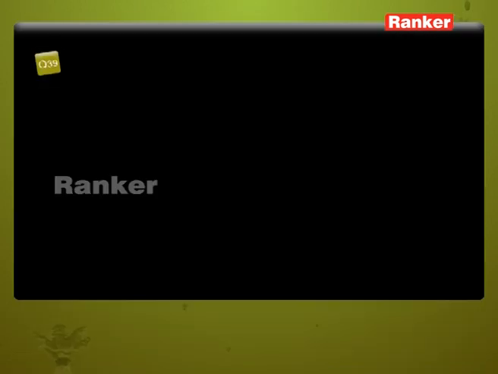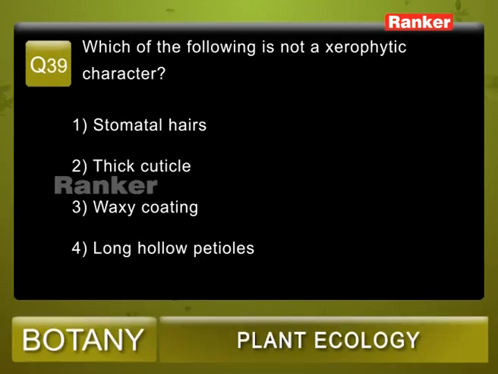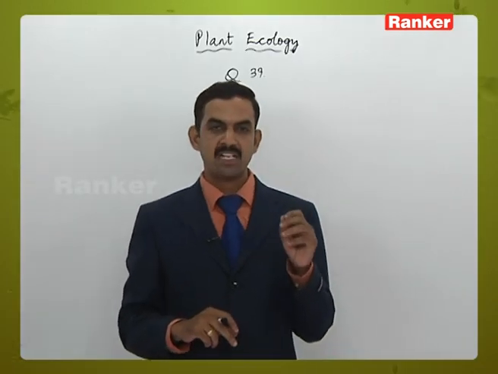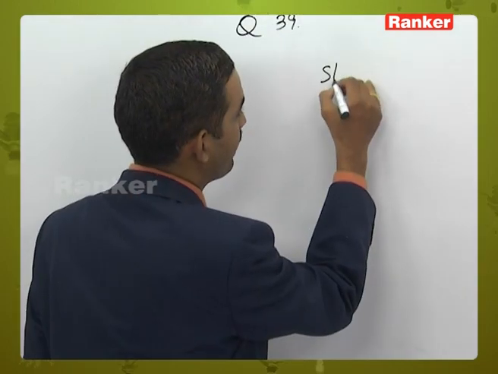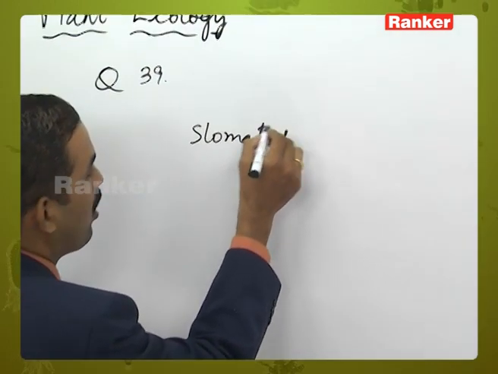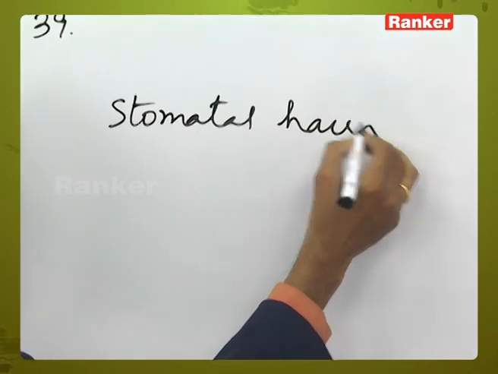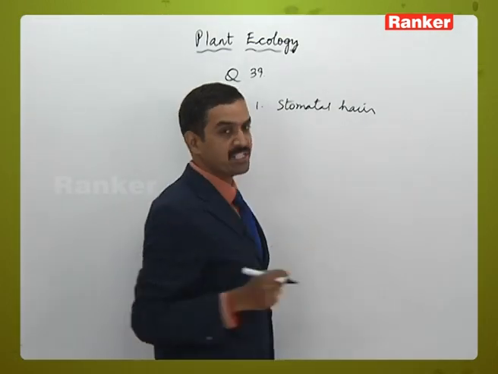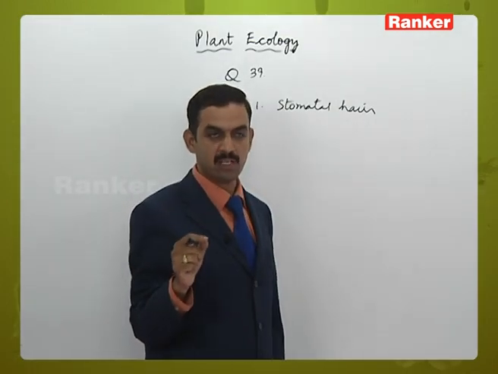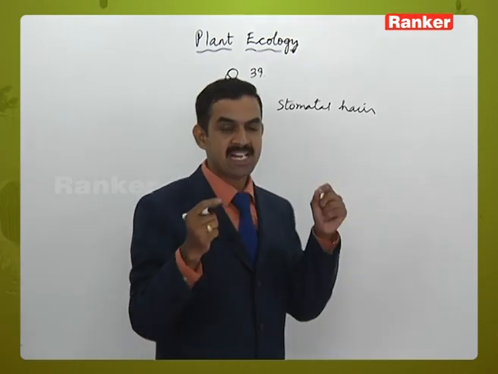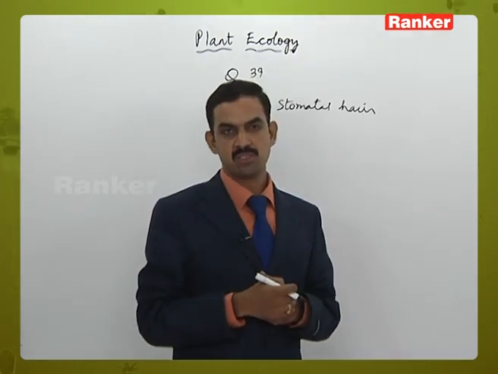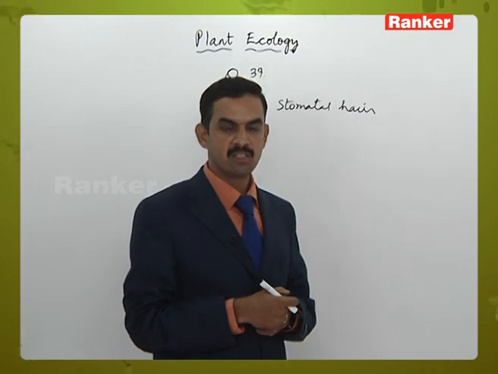Question number 39, which of the following is not a xerophytic character? Options: 1. Stomatal hairs, 2. Thick cuticle, 3. Waxy coating, 4. Long hollow petioles. Okay, here stomatal hairs. Stomatal hairs are present particularly in a plant called Nerium, which help in reducing the rate of transpiration. So these are the hairs which are present in the groove-like structures called stomatal grooves.